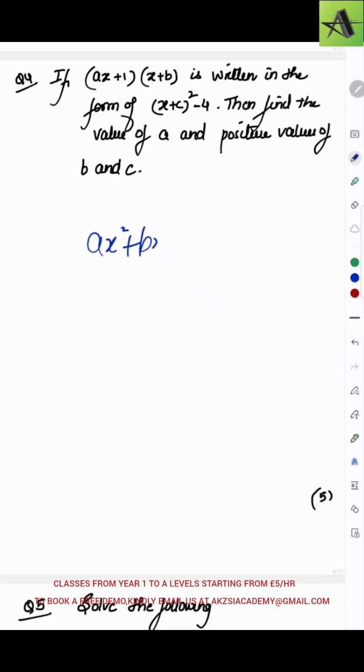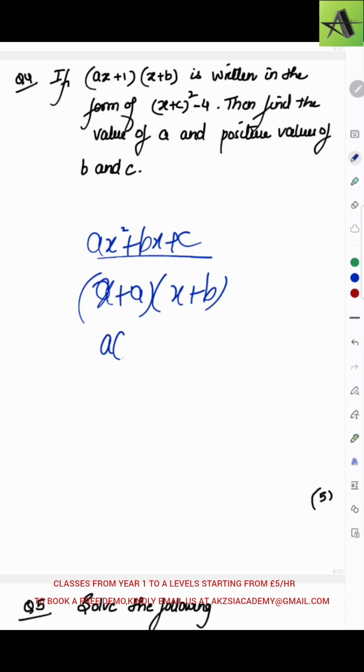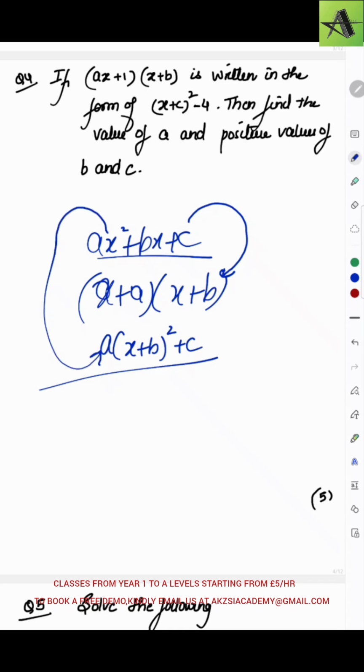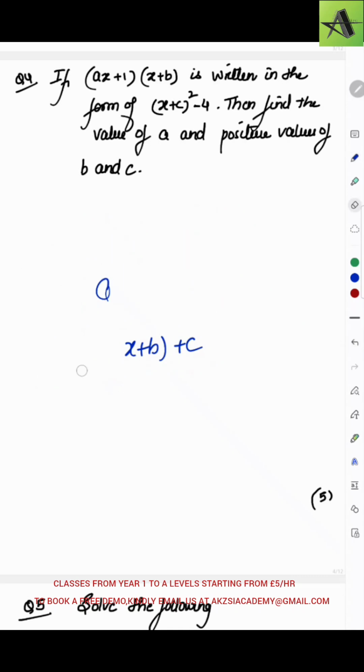This is called the standard way: ax squared plus bx plus c. That's called the standard form. x plus a times x plus b is called the factor form. And a times x plus b whole squared plus c is called the vertex form. So to convert the standard equation into the factor form, we need the factorization method. Similarly, if you want to convert it into the vertex form, we need the completing the square method. And here we can clearly see this looks like a vertex form. So we need the completing the square method.